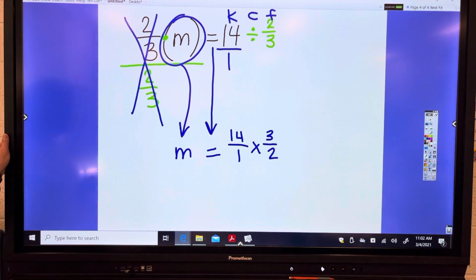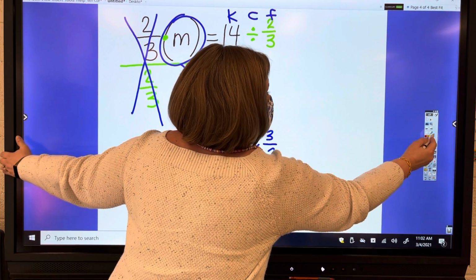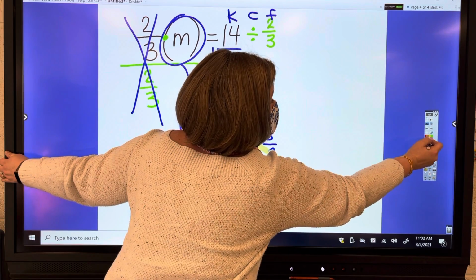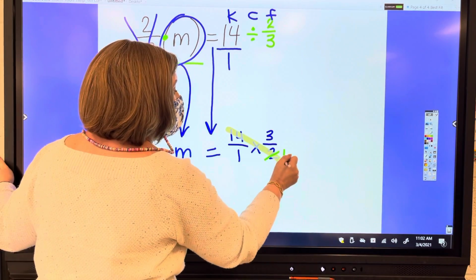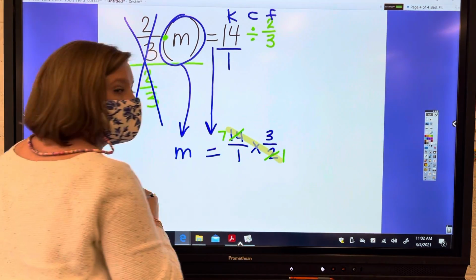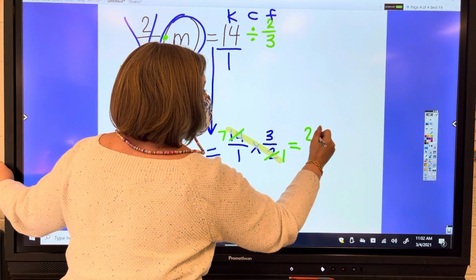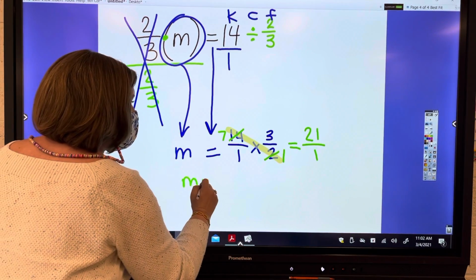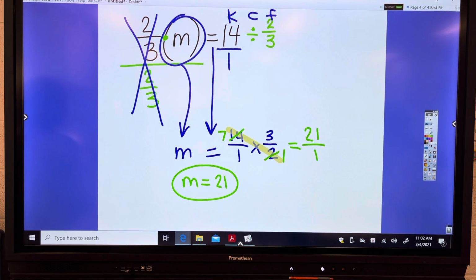3/2. Now, I'm going to use my highlighter again. Can I reduce 14 and 2? Yes. 2 divided by 2 is 1. 14 divided by 2 is 7. So 7 times 3 is 21. 1 times 1 is 1. So m equals 21. Now, that's a lot of work. Pencils down, please. That's a lot of work.